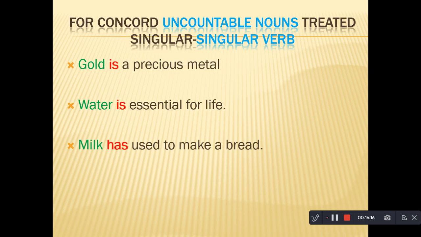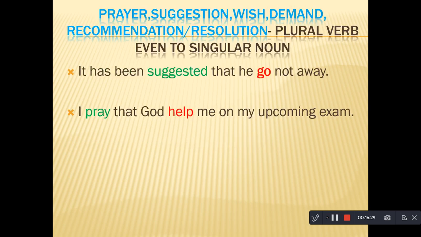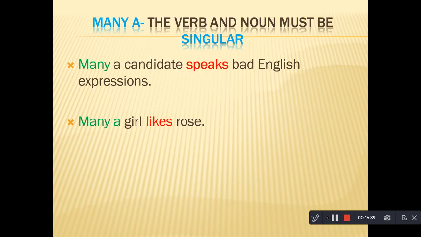Next, concord and uncountable nouns. With an uncountable noun, we use the singular form of the auxiliary or verb. A sentence beginning with each or every takes a singular verb. Prayer, suggestions, wish, demand, recommendations, resolutions take the plural form of auxiliaries or verbs, even with the singular form of the noun. Next, a sentence beginning with "many" takes the plural form of verbs and auxiliaries.